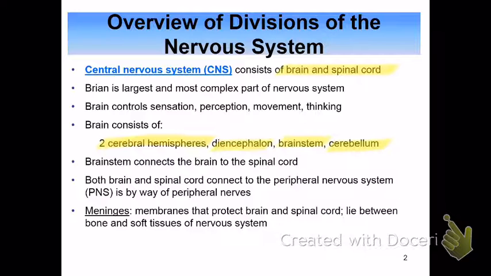We know that the brain is connected to the spinal cord. We know that from bones, where it goes out the foramen magnum at the bottom. Highlight this last part: the meninges is 3 layers around the brain and spinal cord. It's a membrane that protects the brain and spinal cord. It's in between the bone and the spinal cord, or the bone and the brain. So the meninges is the 3 layers, and here are the 3 layers.